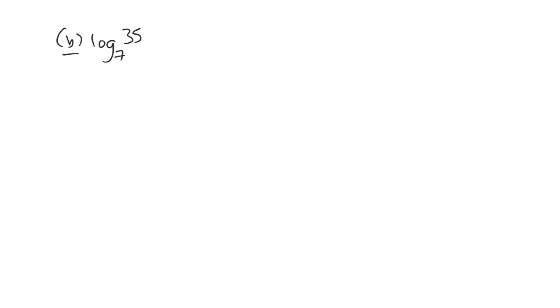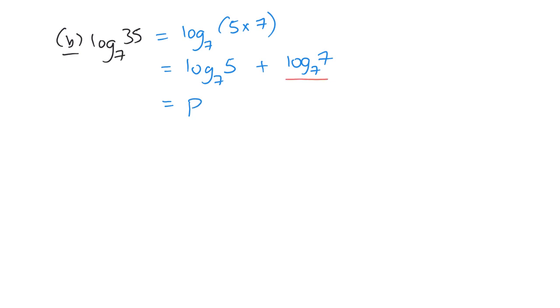Part B, the log of 35 to the base 7. We know that 35 is 5 times 7, so we can write that as the log of 5 to the base 7 plus the log of 7 to the base 7. The log of 5 to the base 7, we were told, was p. And then this here, the log of anything, any number at all, to the same base is 1. So we can write that as p plus 1.